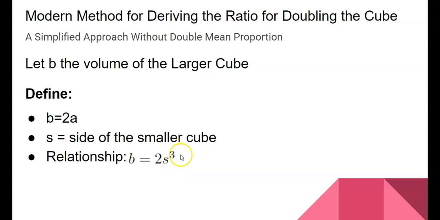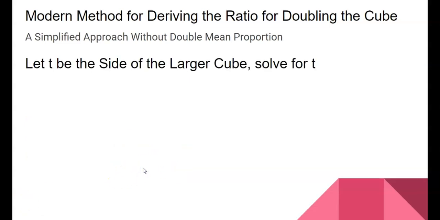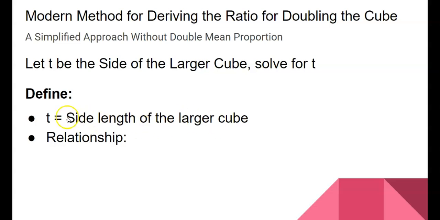2s cubed. Then we define t as the side of the larger cube, and we're going to solve for t. The relationship of t, the side length of the larger cube, and the side of the smaller cube is denoted by the equation t cubed, which is the volume of the bigger cube, is equal to 2s cubed. This is the volume of the bigger cube as well because we are doubling the volume of the smaller cube. So s cubed is the volume of the smaller cube, and we have 2 here.